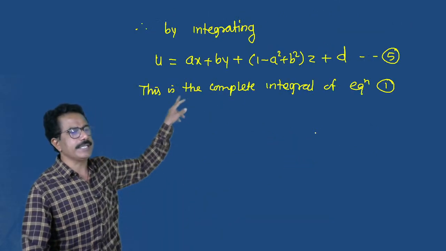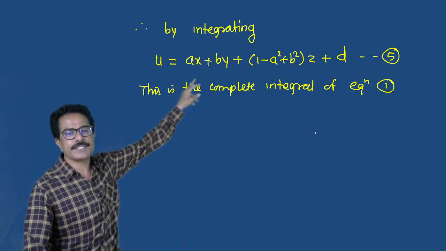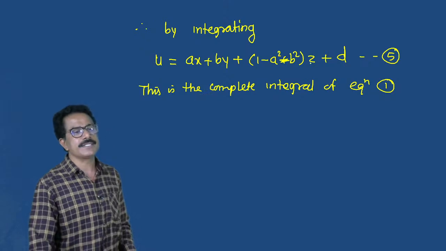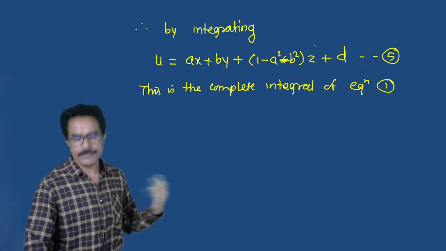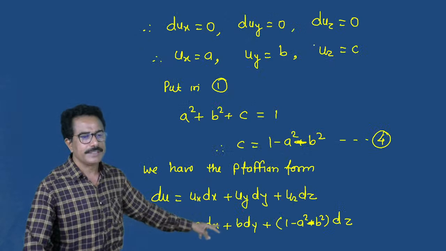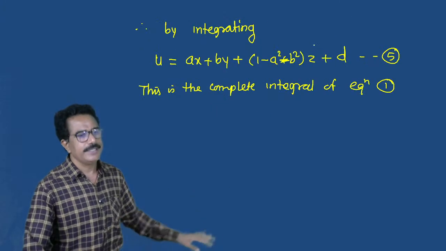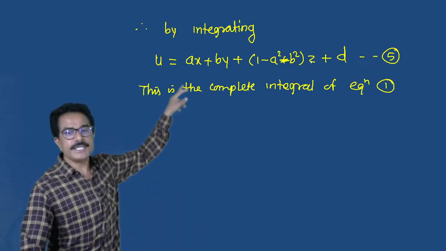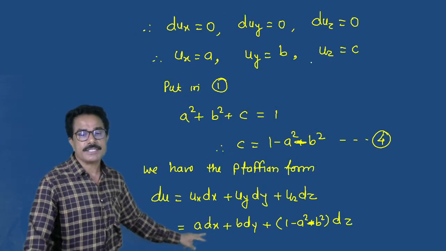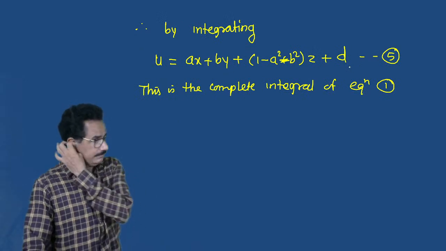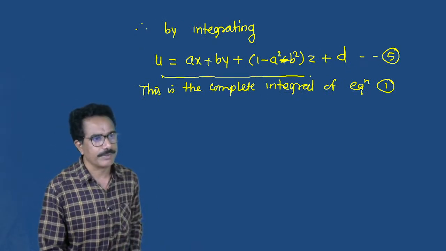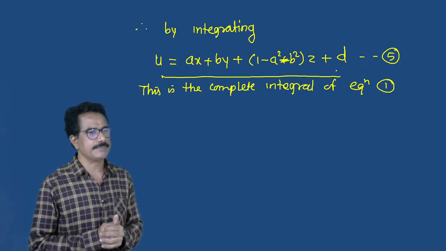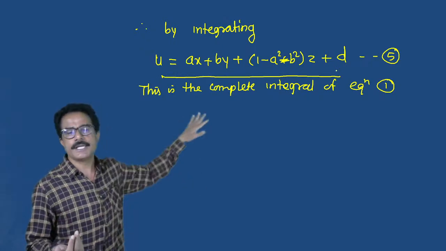The integration of du is u, a dx gives ax, b dy gives by, where a and b are constants, and the integration of the remaining term with respect to dz is z, so 1 minus a square minus b square times z, and the integration constant of this equation is d. Now check the answer. How many arbitrary constants are there? There are 3 arbitrary constants. So this is the complete solution.